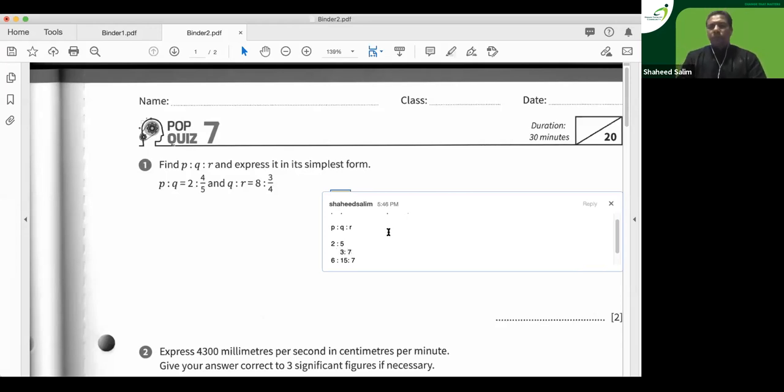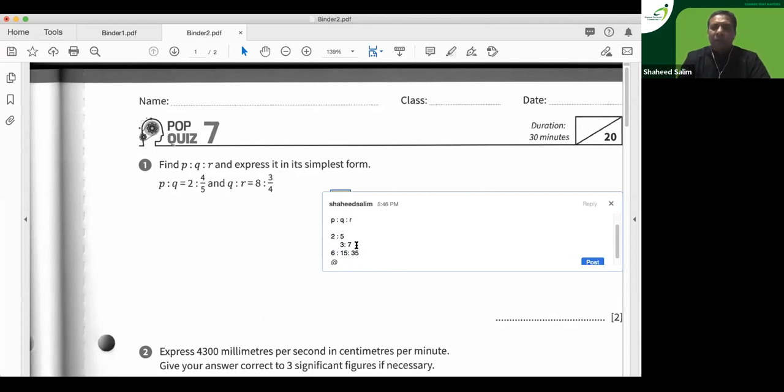Now, both need to be multiplied to make the center part 15. You're correct, the center part is 15. But the top one, you times by 3, so 6 is correct. 2 times 3 is 6. 5 times 3 is 15. So this one is correct. But the bottom one, 3, you multiply by what to make it 15? 5. Then 7, you must also multiply by 5. So what do you get? 35. So that is the method you got to do for this.